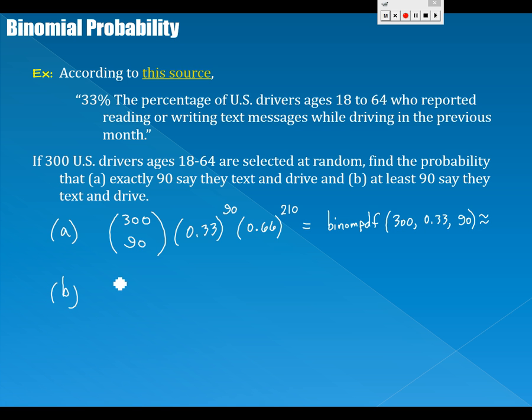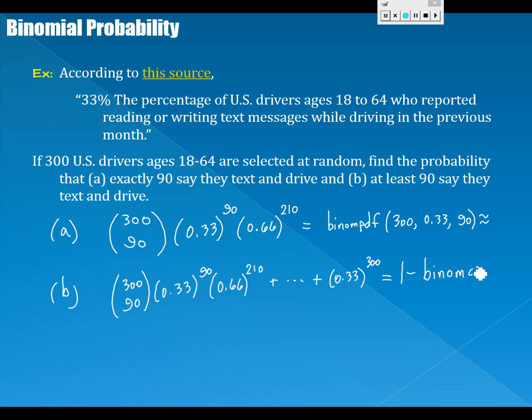For the second one, again, we want to calculate 0.33 to the 90th, 0.66 to the 210, plus all the way up to 0.33 to the 300, right? And again, this is the right tail of the distribution. We want to do the left tail, so we're going to do Franklin's trick again: 1 minus the sum of the left tail, binom CDF.